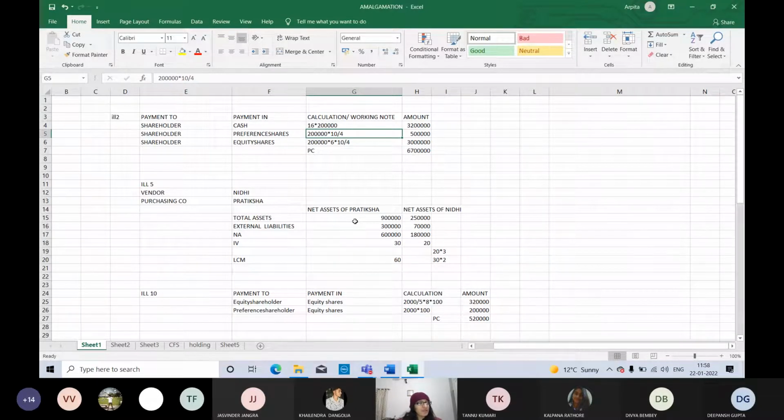Now the last payment he's saying is 6 equity shares of 10 each fully paid for every 4 shares. So now I'm going to make the payment in equity shares. How? There are 2 lakh shares. He's saying I'm going to give him 6 equity shares for every 4 shares, so that means 2 lakh into 6 divided by 4. And every equity share is equal to rupees 10. So 2 lakh into 6 into 10 divided by 4 becomes 30 lakh. And hence the total purchase consideration is going to be 67 lakh.